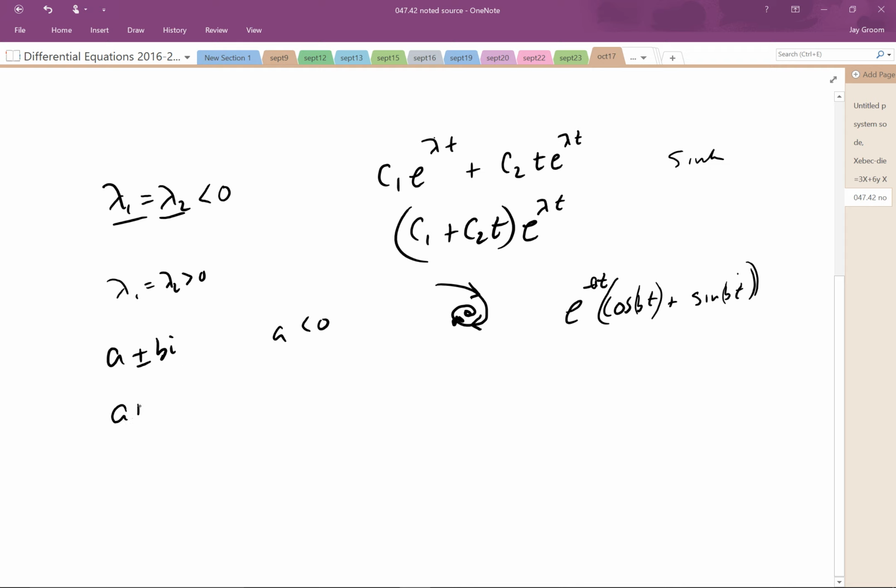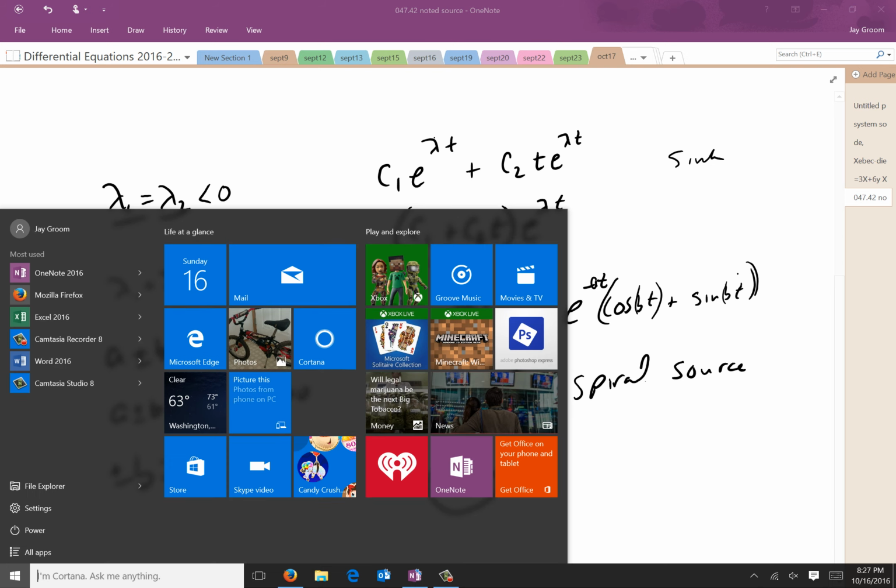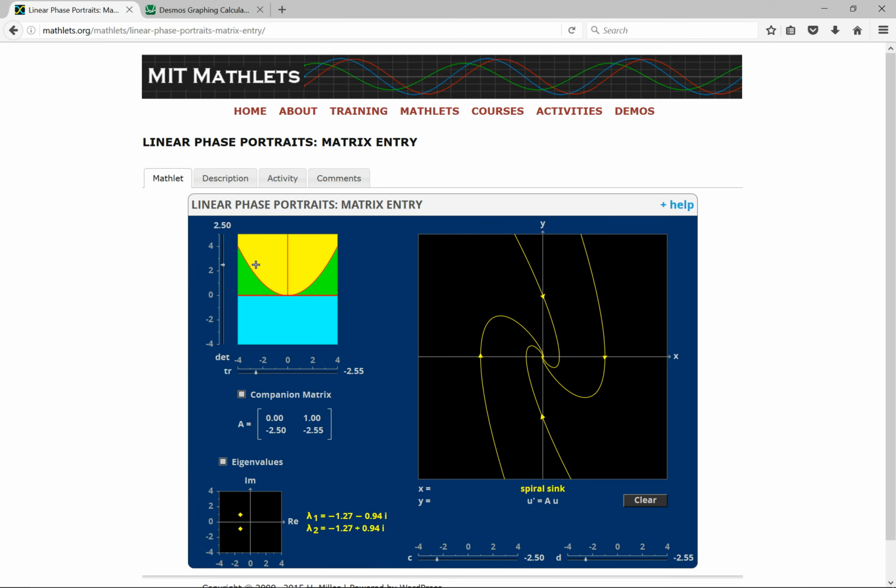What if it's a plus or minus bi, and a is greater than 0? Well, then it's going to be doing the same thing, except it's going to be exploding out from here. So we're going to call this a spiral source. Okay? And then, of course, what if it's just plus or minus bi? Why, then it's just going to be what we call a stable center. And this picture actually shows it over here when we do them. So you can actually make that happen if you're good.